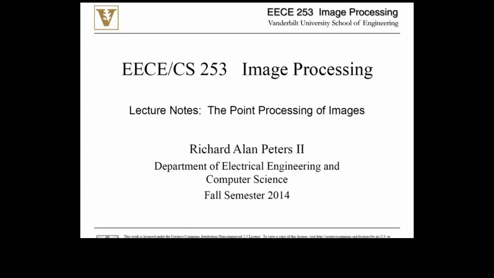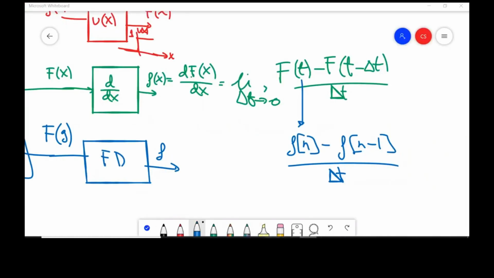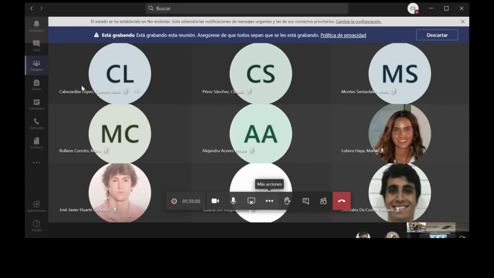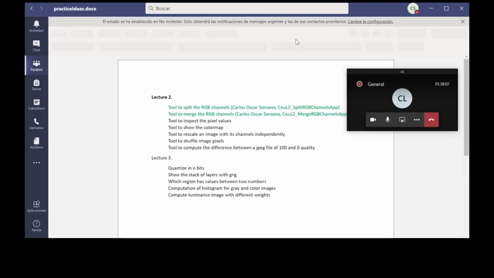Okay, any questions? Okay, so let's go a bit more. Some more tasks for our list of practices. In lecture 3, we can compute CDF.